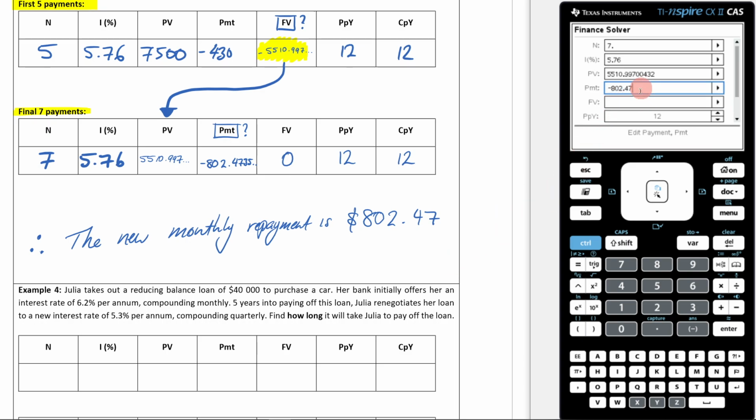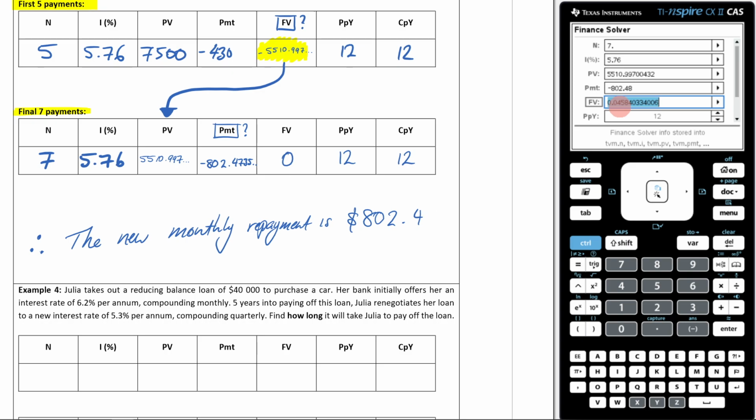If I instead rounded up to 8, now I've fully paid it off. Because it's positive, it means that there's no money owing on it. So that means the new monthly repayment is going to have to be 8. Because if it's 8, then I've done it. So that's actually interesting, isn't it? And it shows you the importance of sometimes just checking your work.